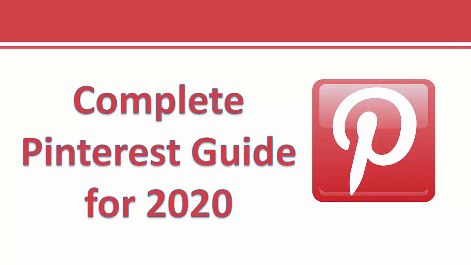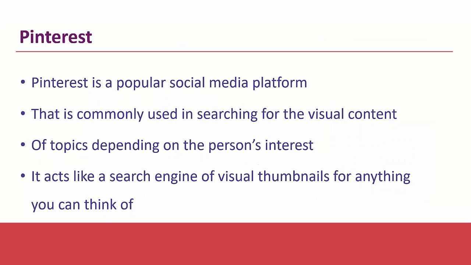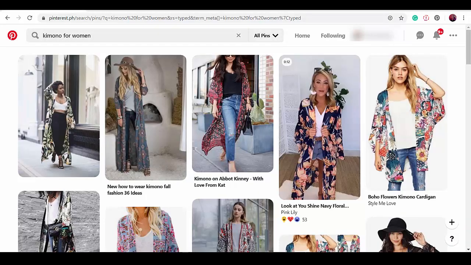I'm going to show you a complete Pinterest guide for 2020. Let's get started. Pinterest is a popular social media platform that is commonly used in searching for the visual content of topics depending on the person's interest. It acts like a search engine of visual thumbnails for anything that you can think of. Just search for a keyword and you will find tons of results related to it.